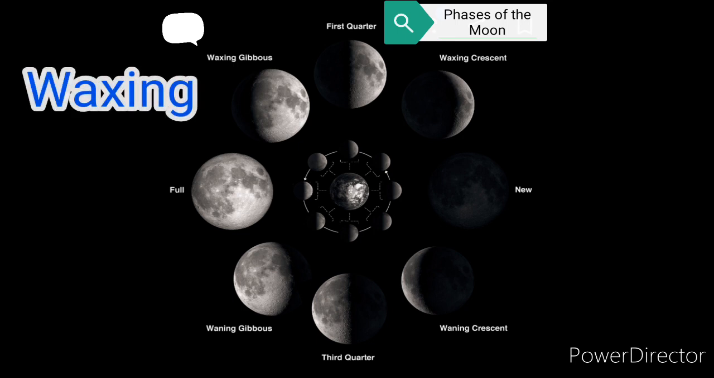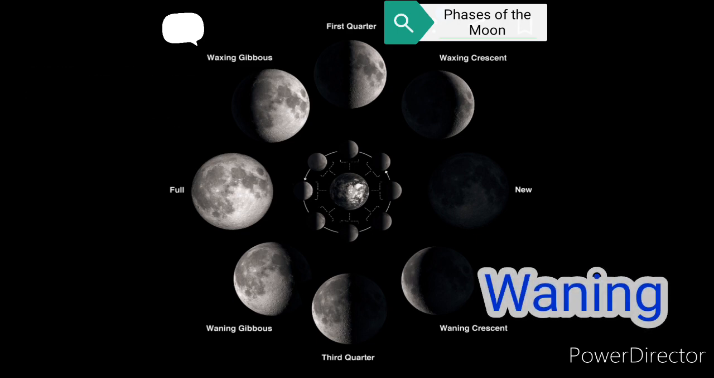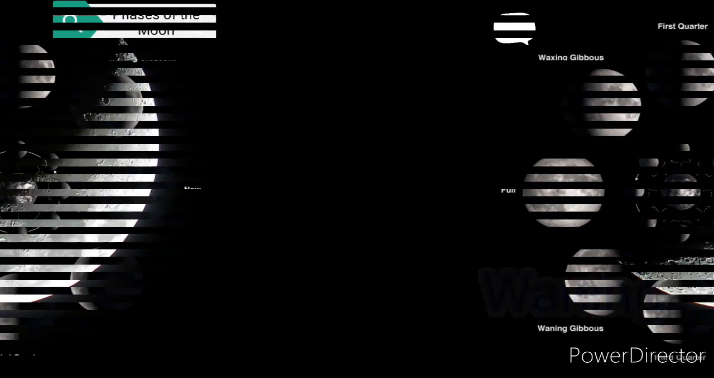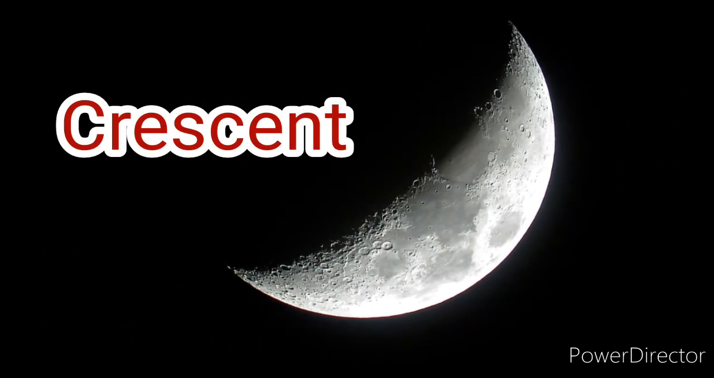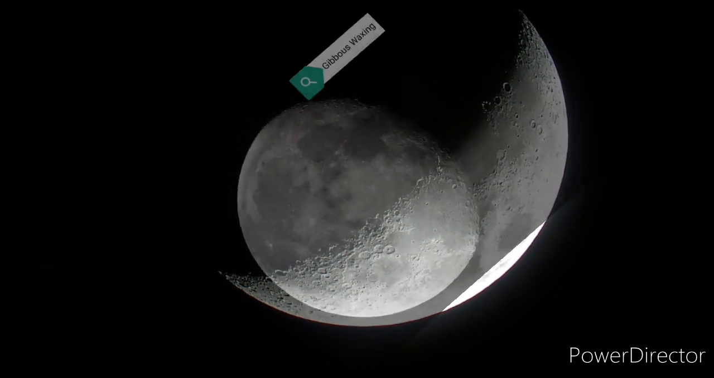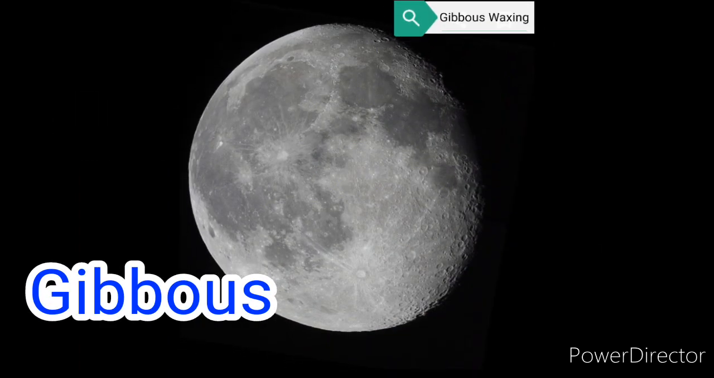And here's some tricks to remember the phases. Waxing means growing or increasing. The lighted part of the moon is increasing. Waning means decreasing. The lighted part of it is decreasing. Crescent is where the moon is mostly dark. Gibbous is where the moon is mostly lit.